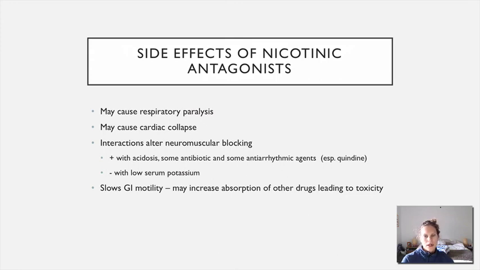And also, we can see a decrease in the ability to block the neuromuscular junction if somebody has low serum potassium. And of course, we would expect to see a slowing down of the GI motility. Anytime that happens, whether it's with a nicotinic antagonist or probably more profoundly with a muscarinic antagonist, we would potentially see an increase in the absorption of other drugs that they may be taking, which could get them to a toxic level.